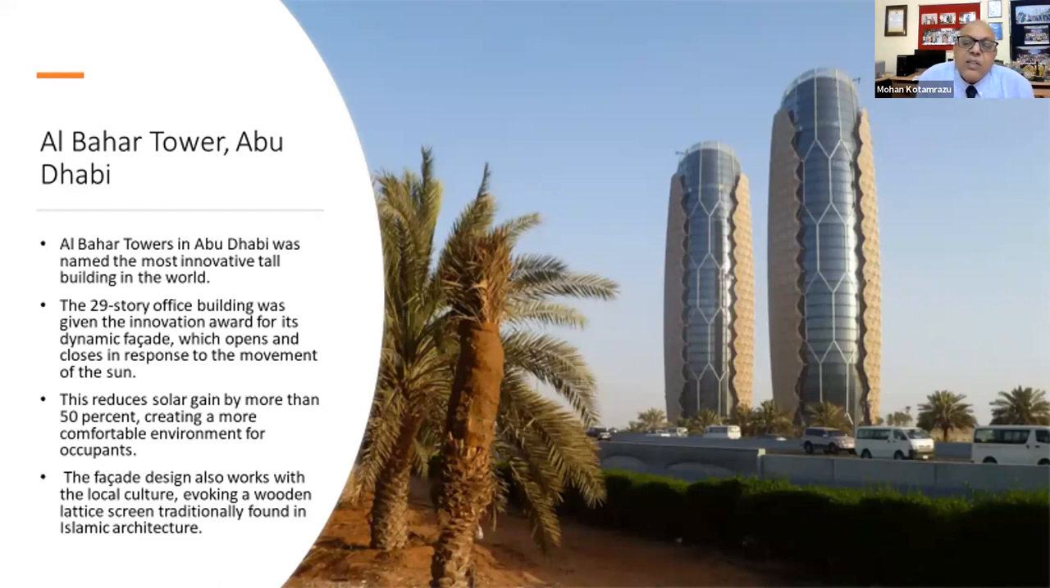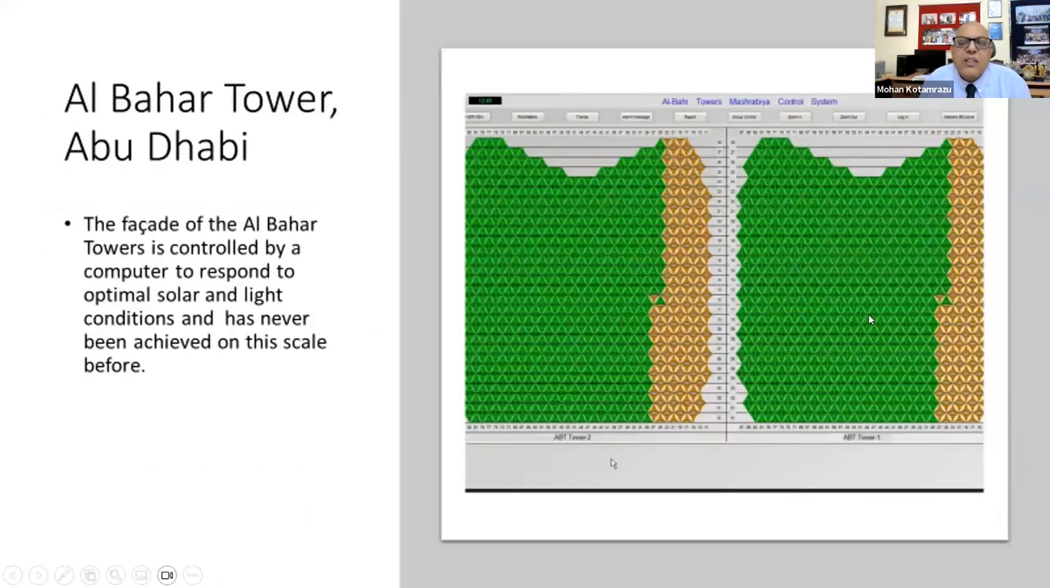So here that concept has been used, and the local people can relate to the Mashrabia concept here. This is what is found in Islamic architecture. Now see, this is how the entire facade is controlled. You can't do it manually; you have to do it only by means of computer. So it responds to the optimal solar and light conditions.